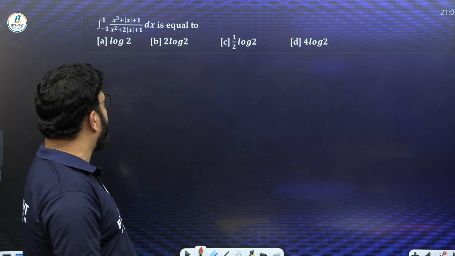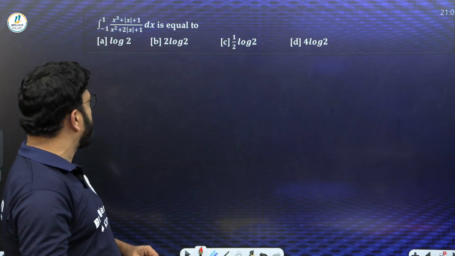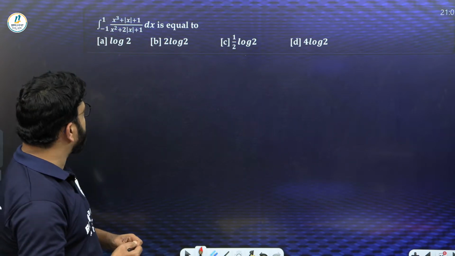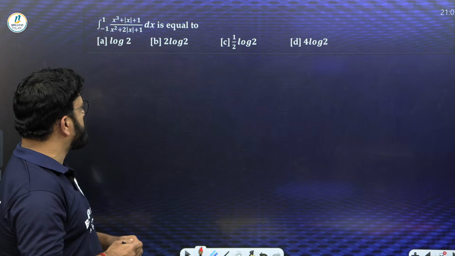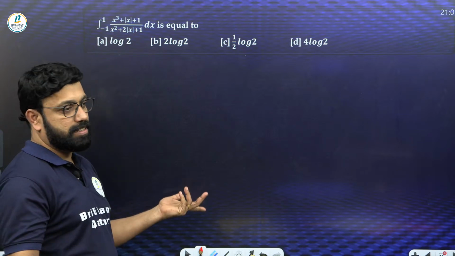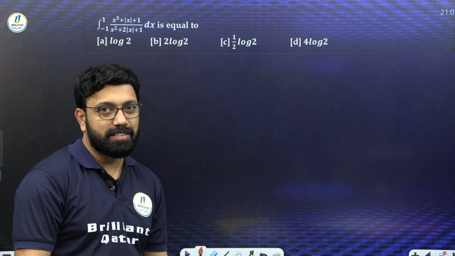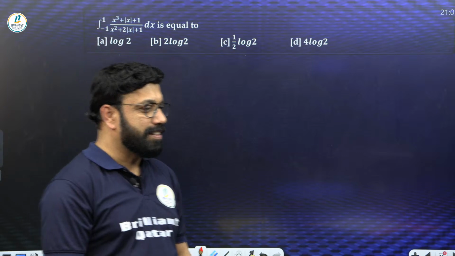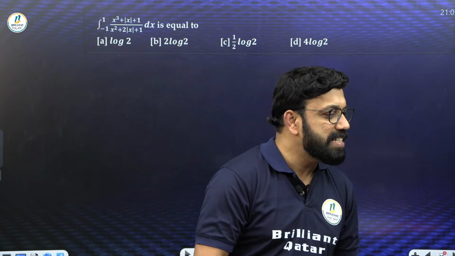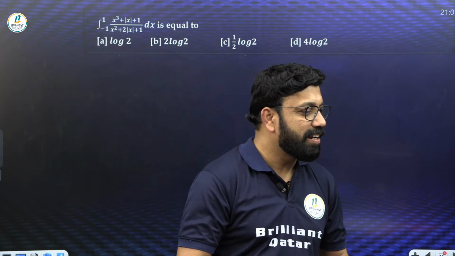Integral from minus 1 to 1 of (x cube plus modulus of x plus 1) by (x square plus 2 modulus of x plus 1) dx is equal to dash. Did you see this question? Maybe many students solved this question at the time of practice. Okay, please see the next question.